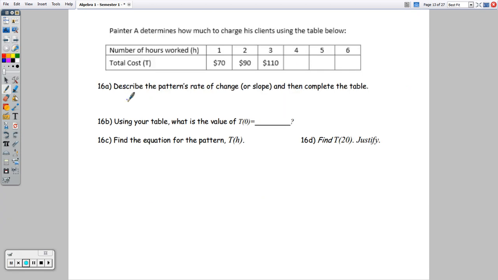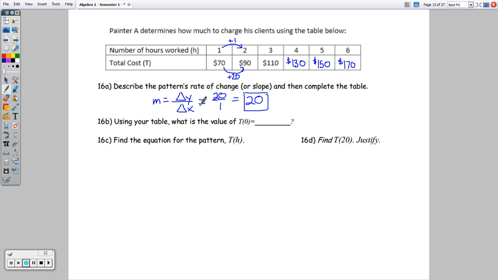Number 16. Painter A determines how much to charge his clients using the table below. So it looks like it's going up by 20 each time. So I'm going to complete the table first here: 130, 150, 170, and so on from there. The rate of change or slope, here we're adding 20. Every time we add 1 here, the same pattern continues. Add 20, add 1, add 20, add 1. So the slope, the M value, is your change in Y over change in X, which here is change in T over change in H. So 20 over 1, which is just 20.